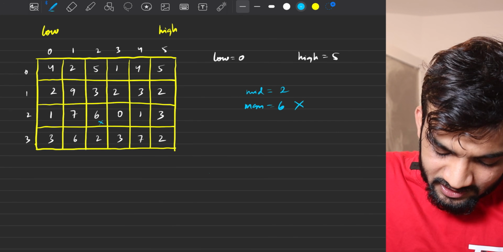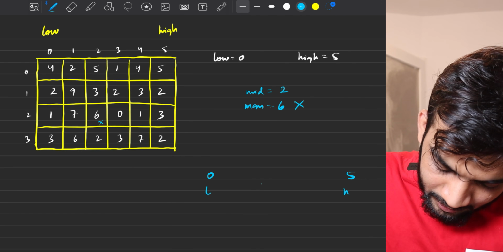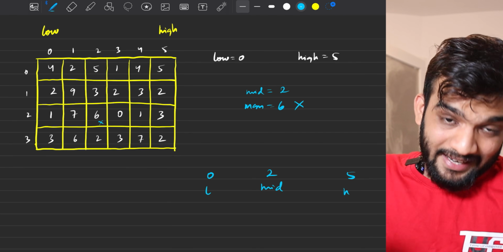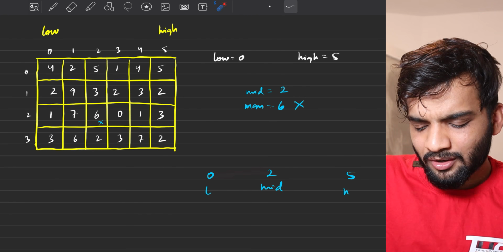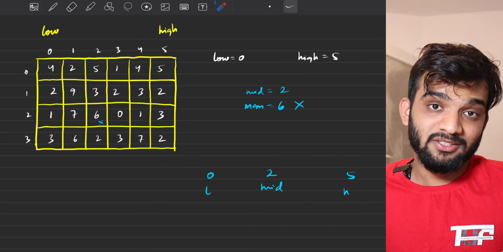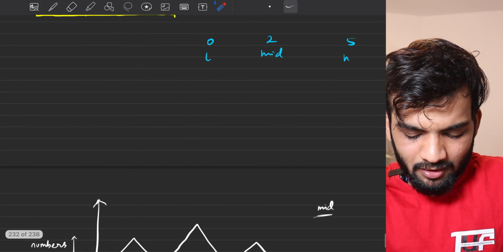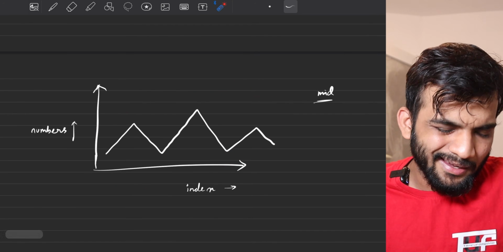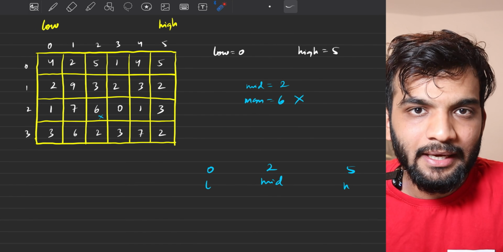Now the question arises. You took 0 and 5 to be low and high. Now you're standing at the second column. Do you delete the left half or do you delete the right half? That is the question, because that is how we have been doing binary search. Let's start going back to this particular intuition. And I think, hey, listen, why is 6 not a peak element?